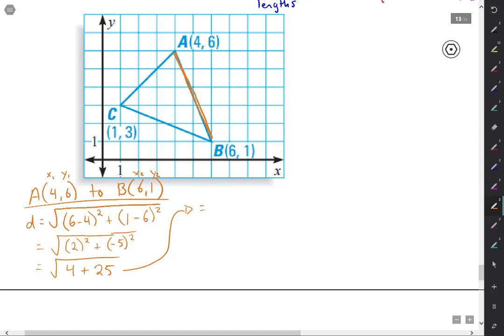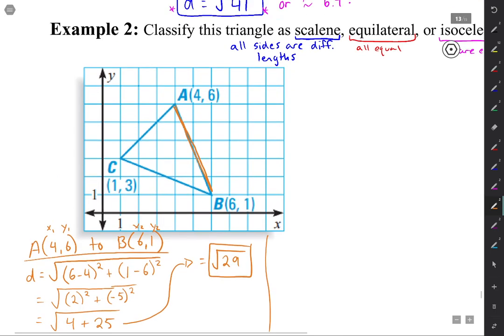So if we continue this, the distance is the square root of, well, 4 plus 25 is 29. So that would be the final answer from A to B. Now let's do from B to C. So again, just so I can label the points, I'm going to put B, which is 6, 1, to C, which is 1, 3. Now it doesn't matter the order that you put these points. It doesn't matter which one's x1 and x2. You will get the same answer either way.